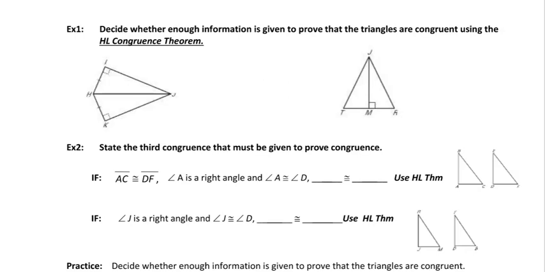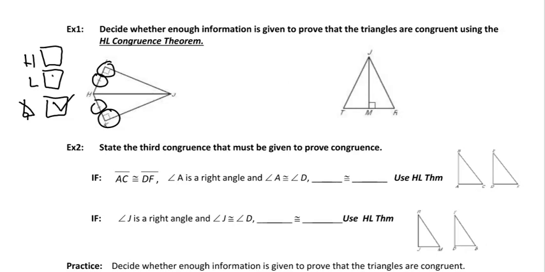So if we were looking at this right here, and we were trying to figure out if these two triangles had to be congruent by HL, see if we can check off a box for hypotenuse, check off a box for leg, and check off a box for right triangle. Right angles, if it's a right angle, then it's a right triangle. Check off that box. Now we have a leg congruent to a leg. Check off that box.